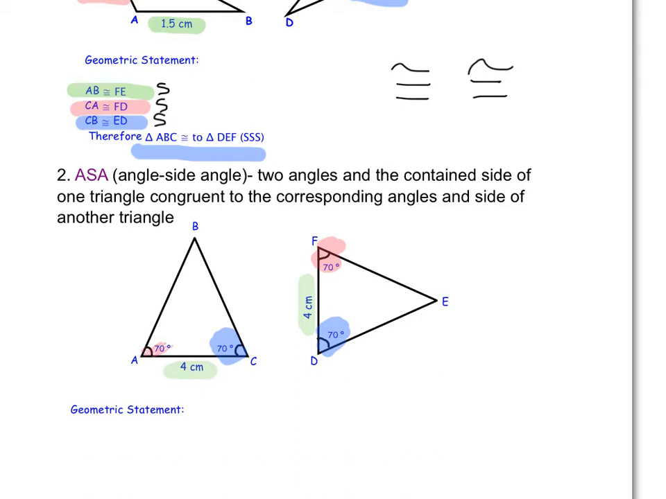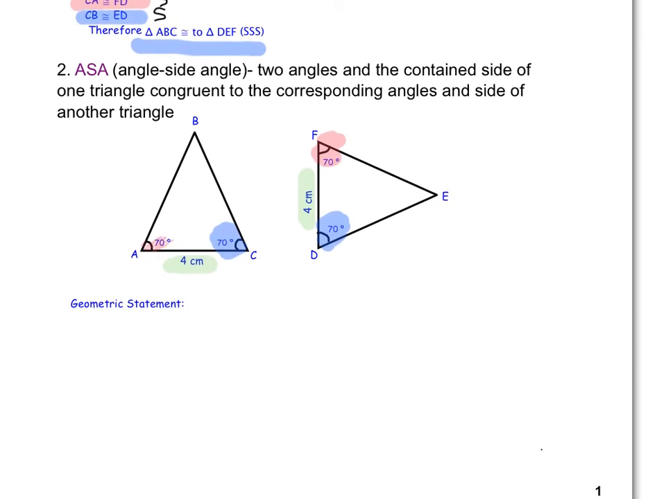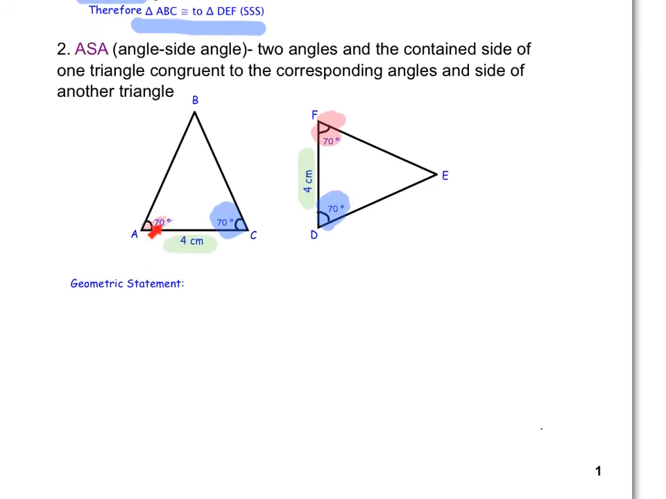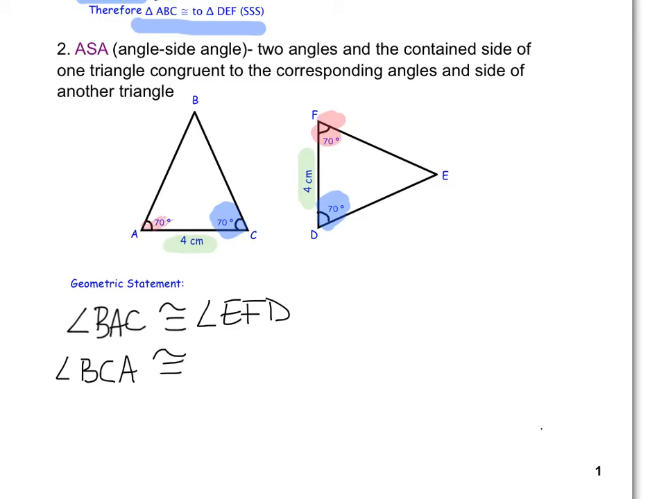Now we're going to write our geometric statements to prove that they're congruent. So for my first statement, I'm going to look at the pink angles. So this angle, if we want to name it, is going to be angle BAC. So I write that, angle BAC is congruent to the other pink angle, which we'll name angle EFD. Then we'll look at the blue angles. So that's angle BCA is congruent to angle EDF.